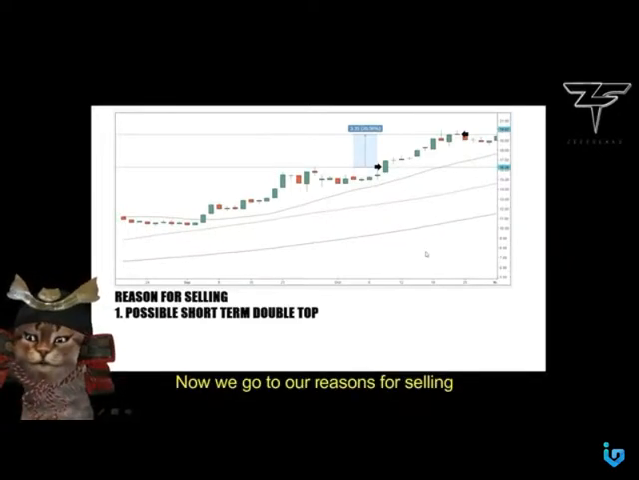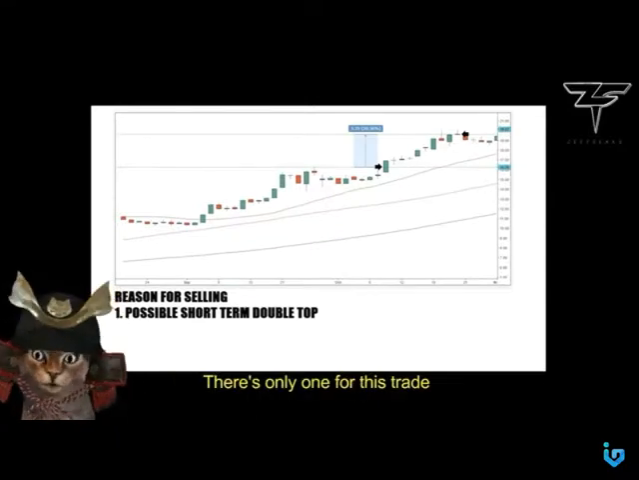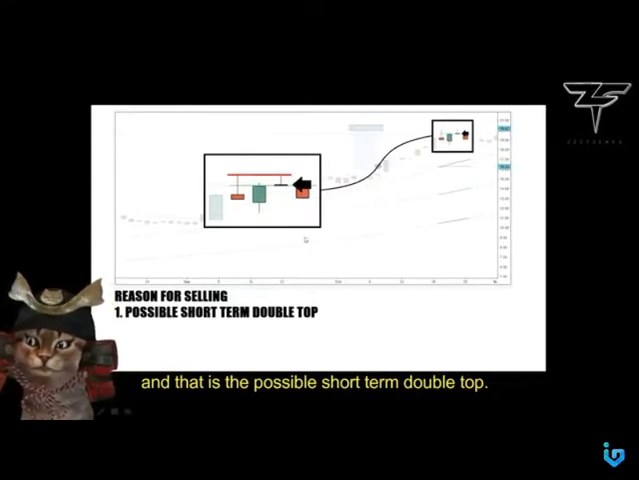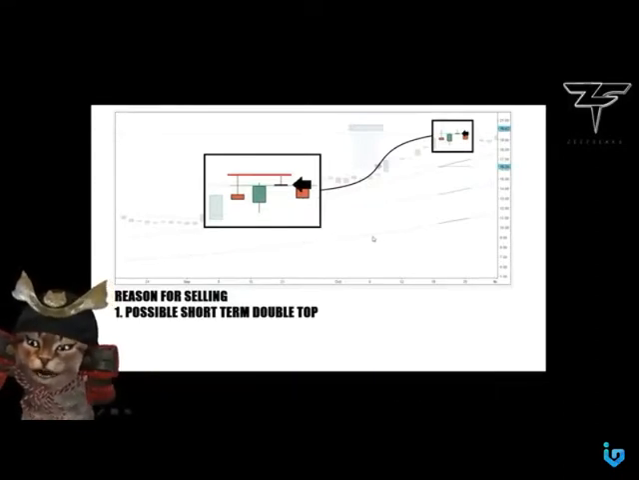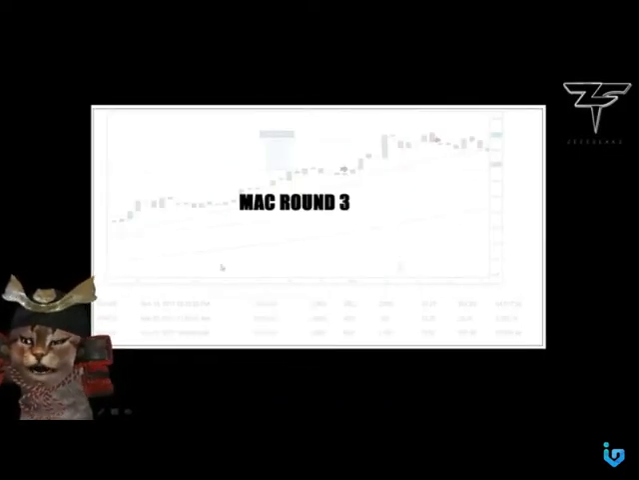Now we go to our reasons for selling. There's only one for this trade, and that is the possible short-term double top. Yan. Medyo makati kamay ko eh. I know pwede namang ETF ka, so swing mode ako dito eh. We go on to the next.